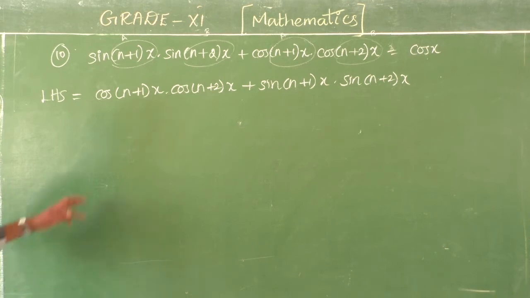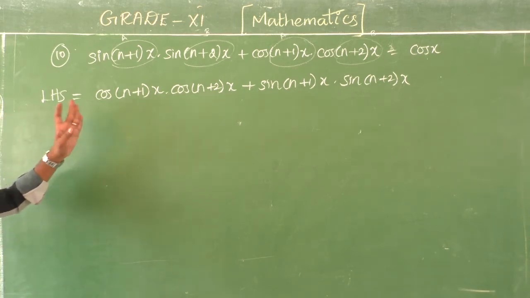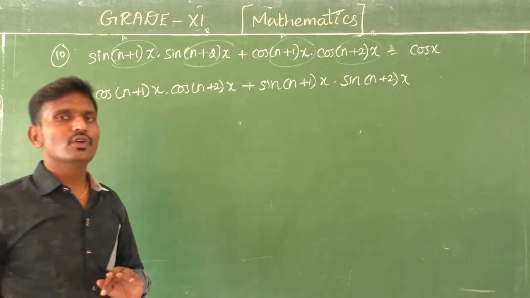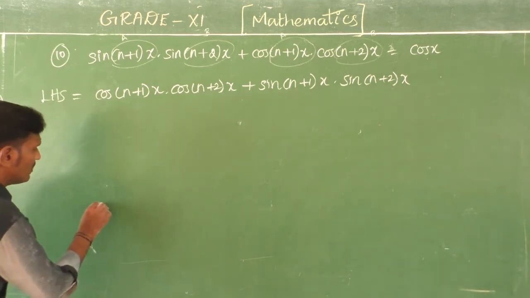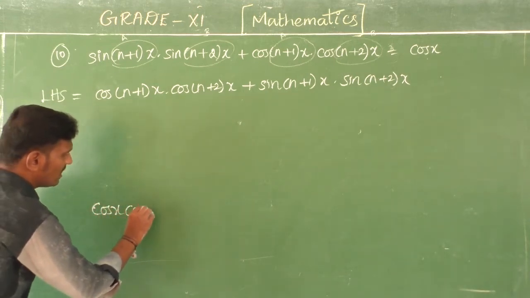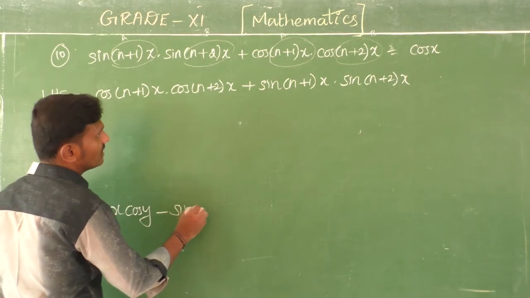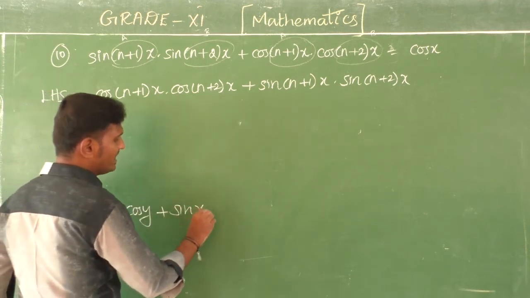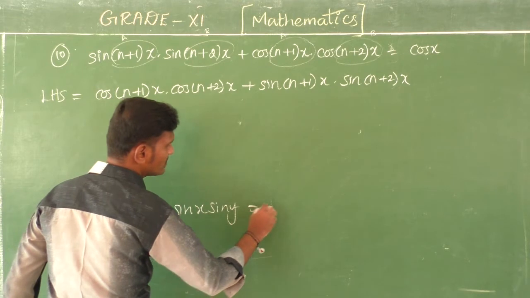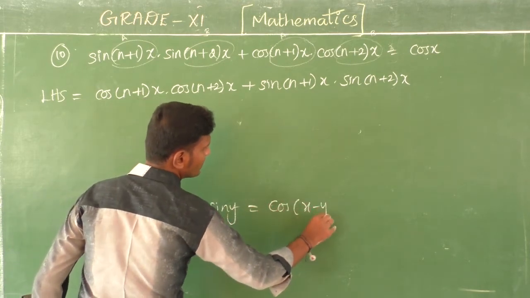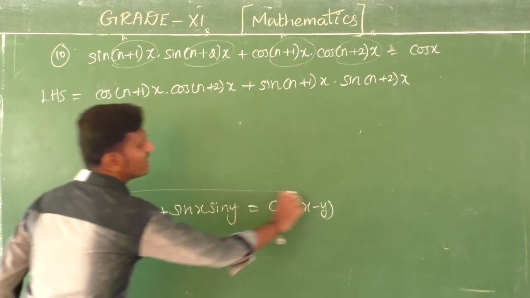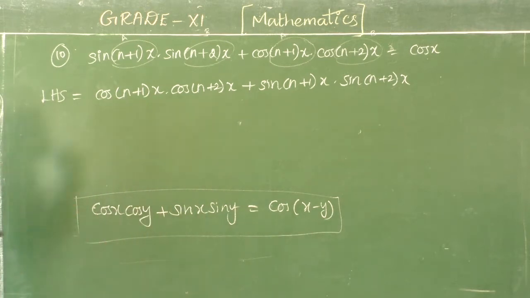Okay. Now, what is this a format for? Cos x cos y plus sin x sin y. Okay, so use the formula. What is the formula? Cos x cos y, minus, no, plus. So plus sin x sin y, which is equal to cos (x minus y). Cos (x minus y). So this formula I am going to use now.